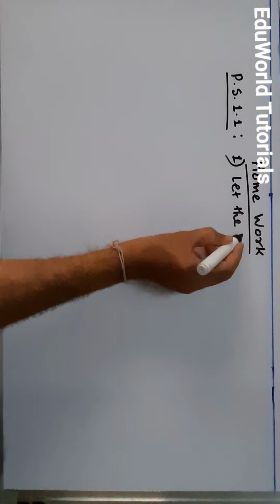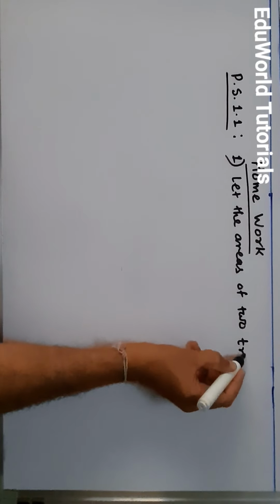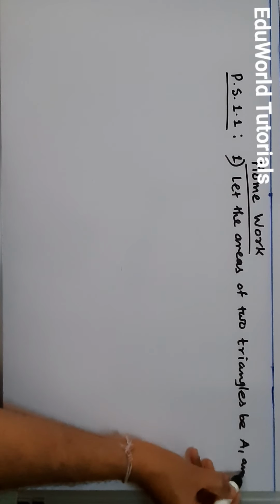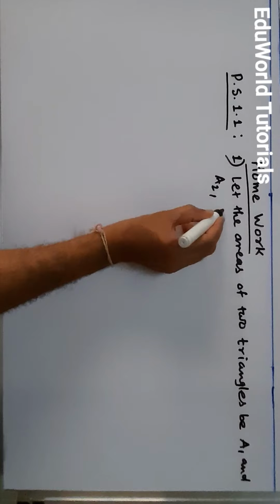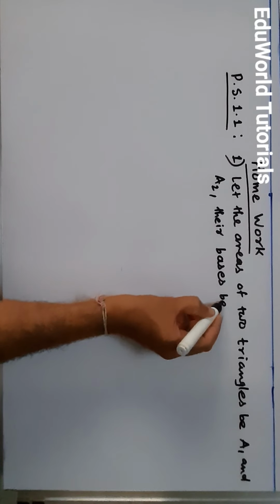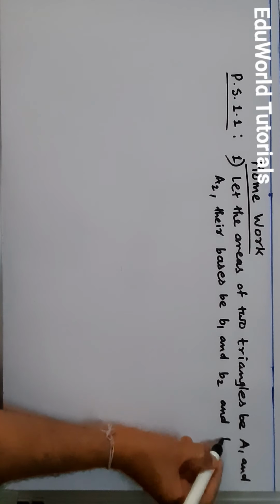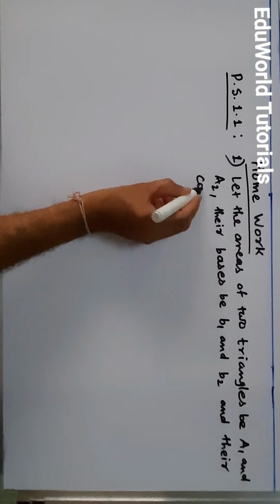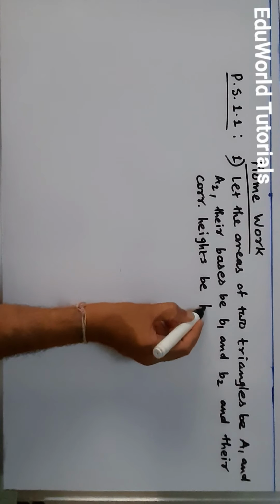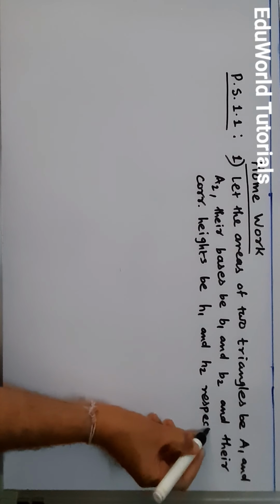Let the areas of two triangles be A1 and A2, their bases be B1 and B2, and their corresponding heights be H1 and H2 respectively. Now you know what is the first property?